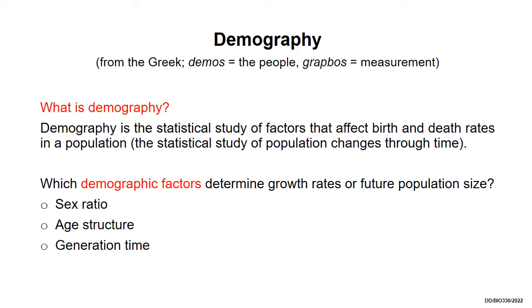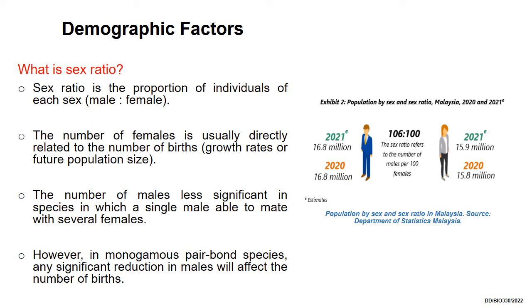There are a few factors that determine growth rate or future population size, which are sex ratio, age structure, and generation time. What is sex ratio? Sex ratio is the proportion of individuals of each sex, male over female. The number of females is usually directly related to the number of births, growth rates, or future population size.